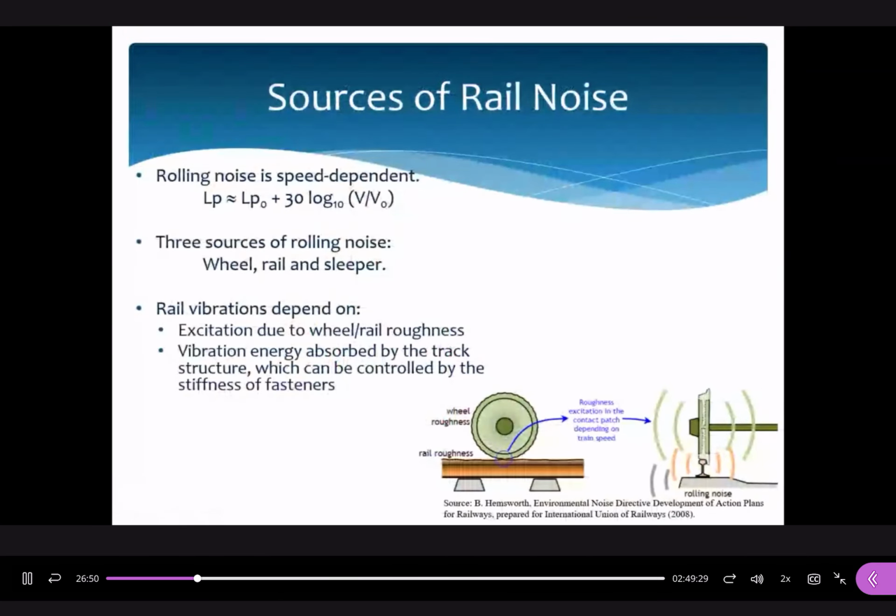So rolling noise is speed dependent. Based on these simple equations, we observe that V naught is a reference velocity. When we increase the velocities, what happens? It means that the overall sound pressure level could be increased. So rolling noise is speed dependent. The faster the speed, the higher the sound pressure level.